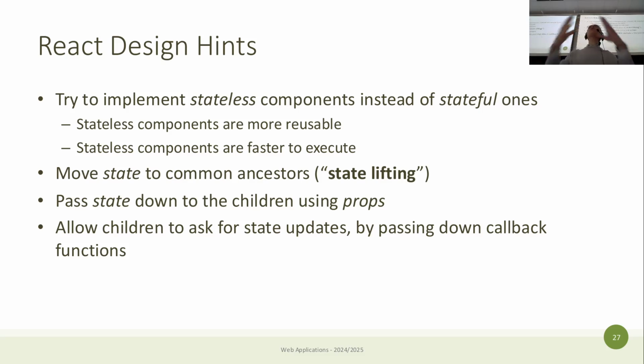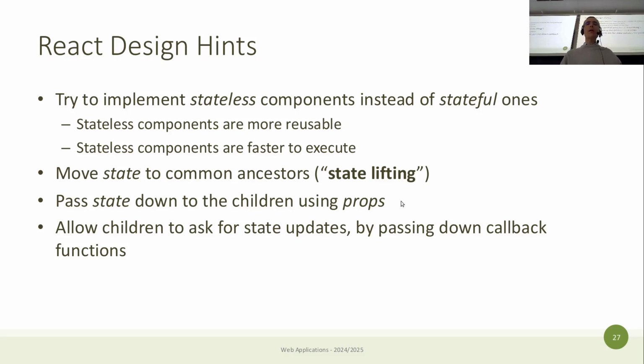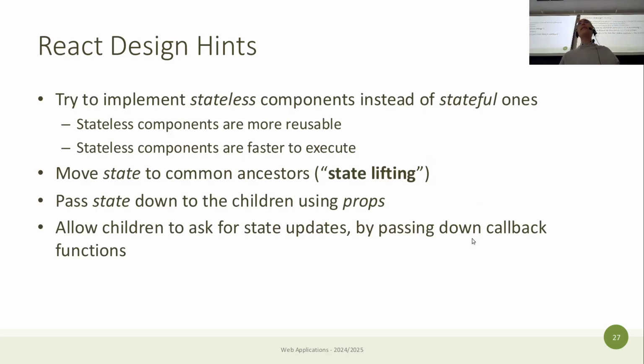Okay, but moving the state to the parent means that to modify it, we need to pass functions to the children when they need to modify it, as we did with the previous prop. Okay, and there's nothing wrong in doing this, it's fine. And so to allow children to ask for state updates, pass down callback functions, like this one, the choose button, set selected index and so on, okay? And then the rest happens automatically.